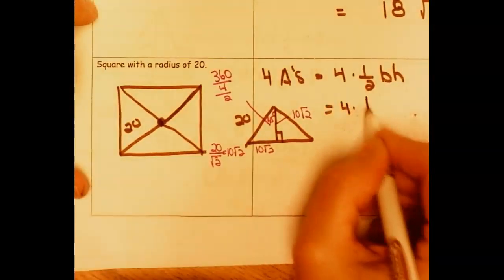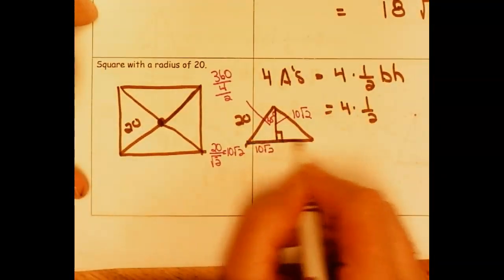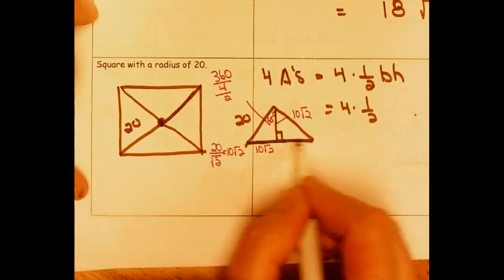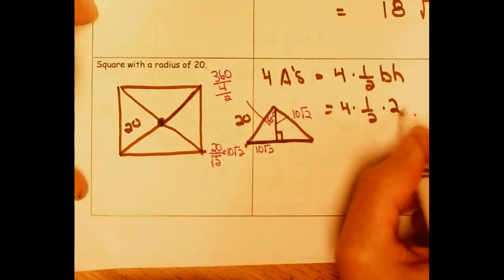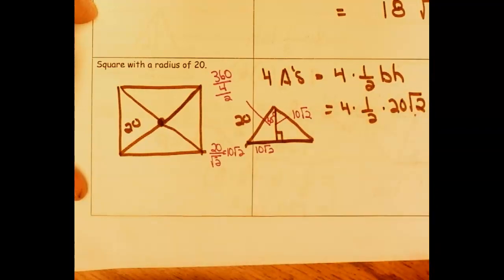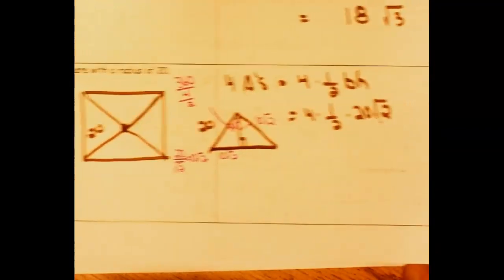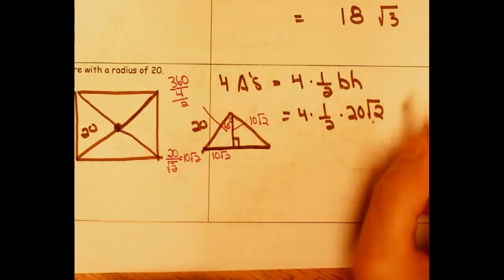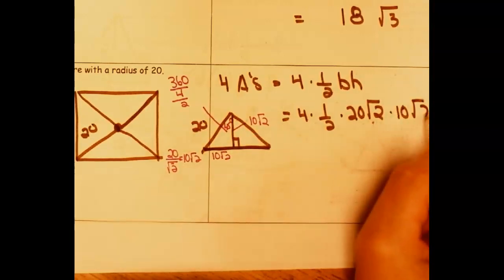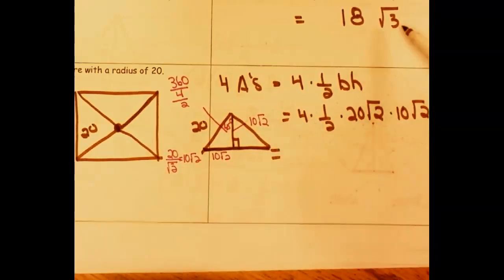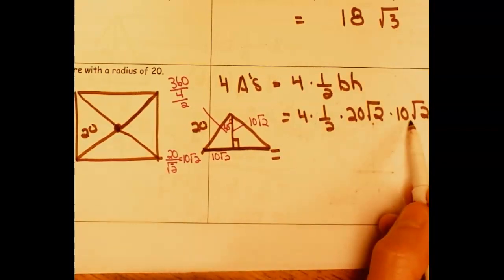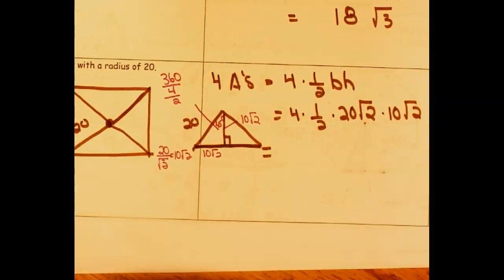We've got 4 1/2, the length of this base. This is 10 radical 2, this is 10 radical 2, so that total length is 20 radical 2. And then we've got our height, which happens to be a 10 radical 2 as well. Now up here, I had an odd radical, meaning there was only one radical, but these radicals are going to cancel out, so you can type in exactly everything that you see.